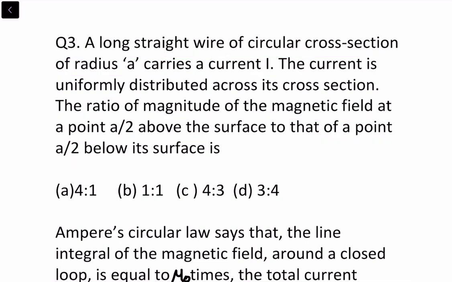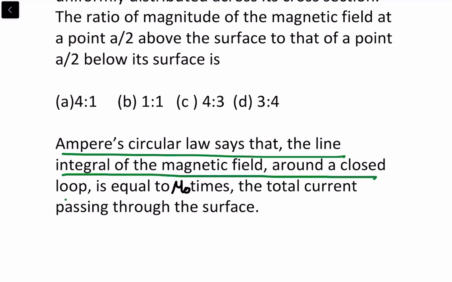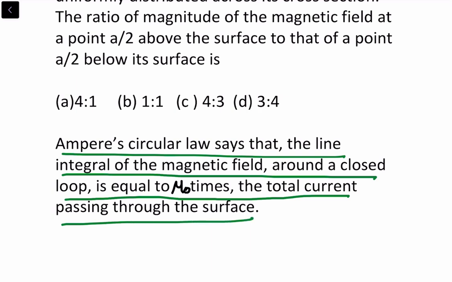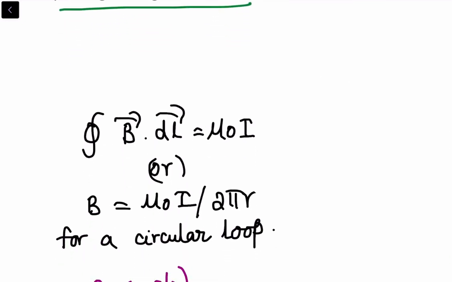Now what we have to do is apply Ampere's circuital law. What is this Ampere's circuital law? Already I have explained it on my YouTube. Ampere's circuital law says that the line integral of the magnetic field around a closed loop is equal to mu 0 times the total current passing through the surface. In formula form, the integral of B bar dot dl bar is equal to mu 0 I, or B is equal to mu 0 I by 2 pi r for a circular loop.